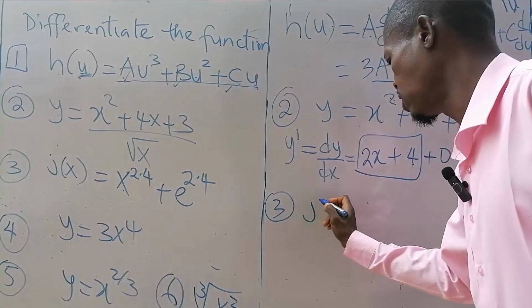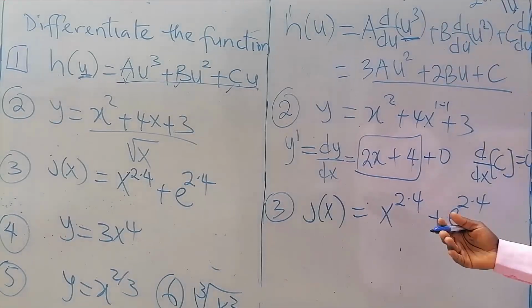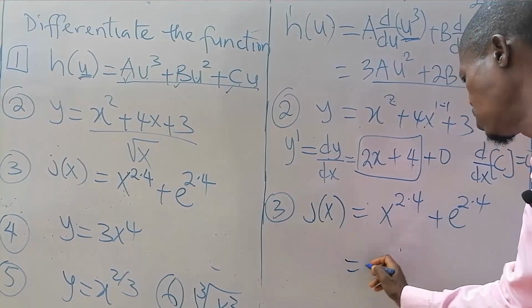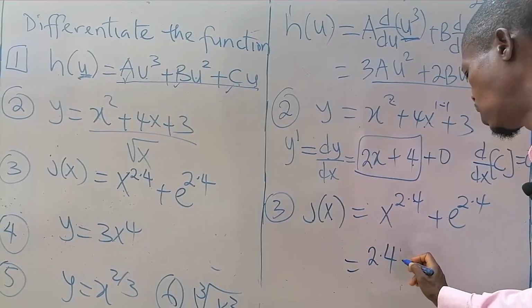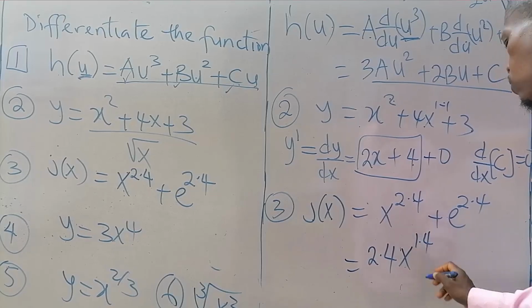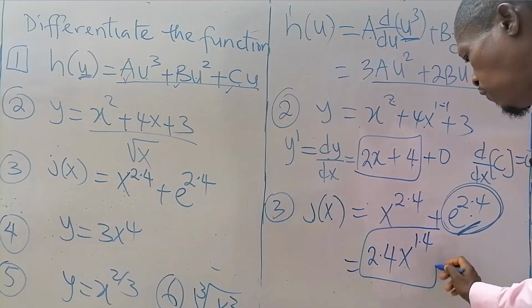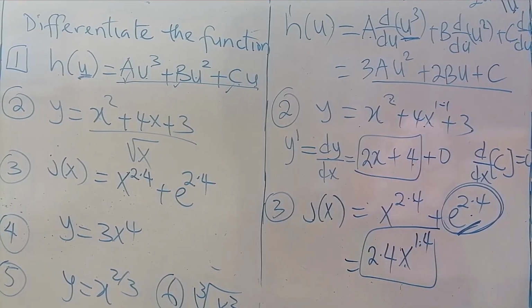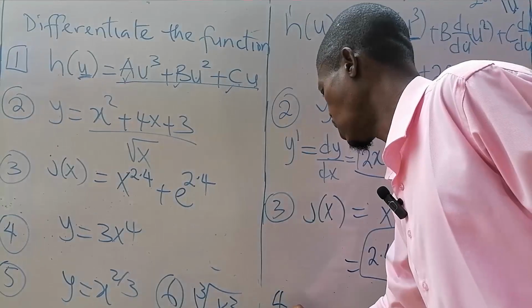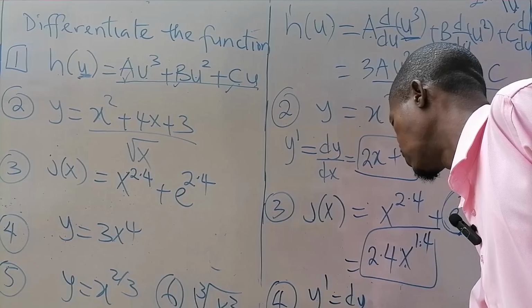We have j as a function of x. If you check this one, this is a function of x, so that means the power will come to the front. You have 2.4, and then the function x to the power 2.4 minus 1, that's 1.4. This one, there is no variable x in this place. That makes it a constant, so this is 0. If you differentiate this one, it's going to give you 0. So this is your answer, 2.4 x to power 1.4.